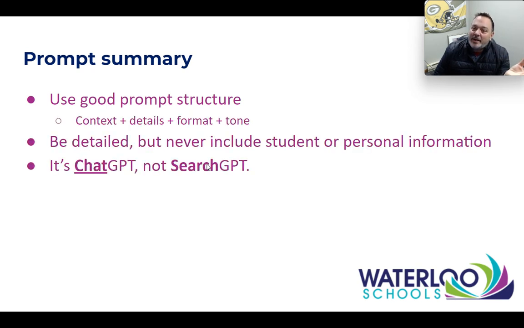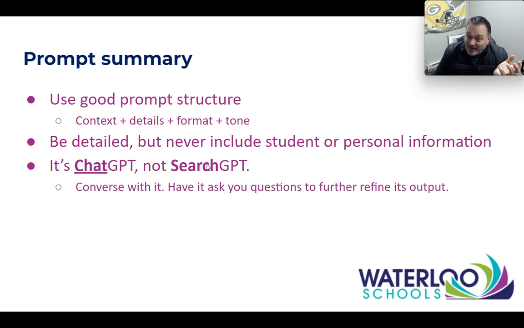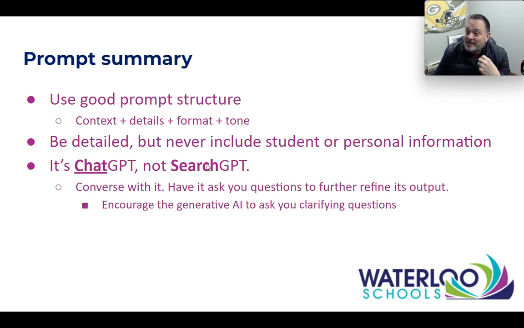So let's take a look at a good prompt summary. Of course, we have our structure of a good prompt. Be detailed, but let's talk about this. We're going to talk a little more. Never include student or personal information. Keep it generic. And it's ChatGPT, not SearchGPT. What do I mean by that? Converse with it. Have it ask you questions to further refine its output, and encourage the AI to ask you clarifying questions. You can say, hey, ask me some clarifying questions, or something even more specific. It will start refining its results based on the inputs that you give it.